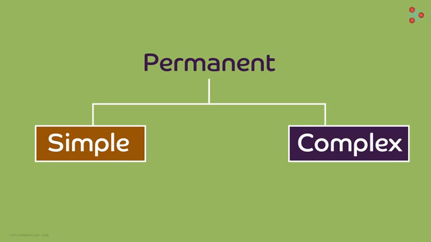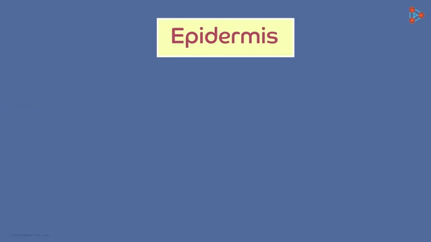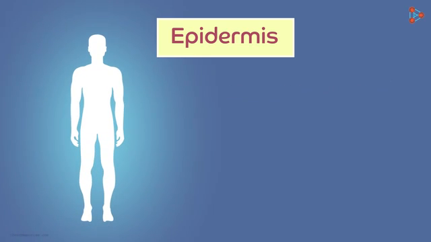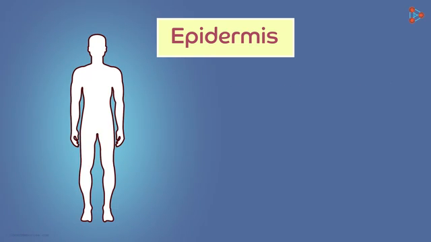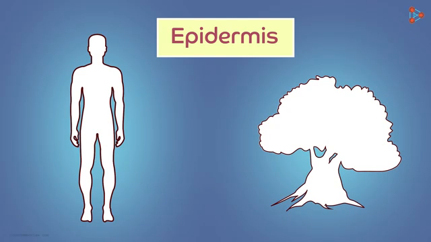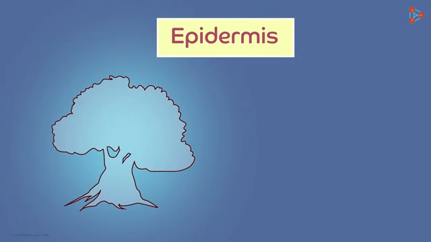Permanent tissues. And now, before moving ahead with the complex type, we need to stop by the concept of epidermis, the single layer of cells covering almost the entire plant body. We humans need a layer of skin to protect our internal visceral organs and systems, right? Plants are not an exception to this. They also require and possess a protective covering throughout their body, which we refer to as the epidermis.